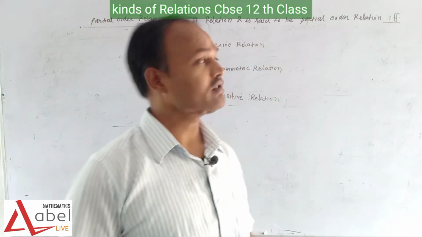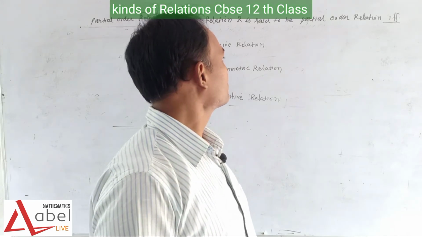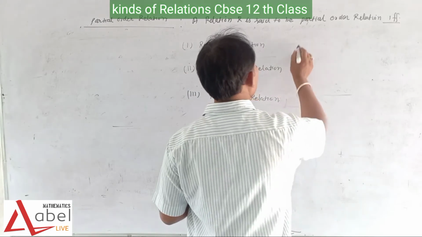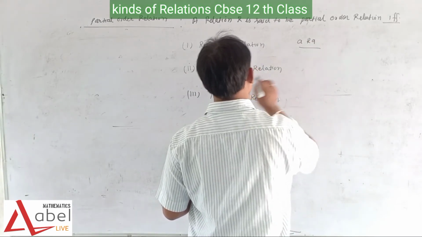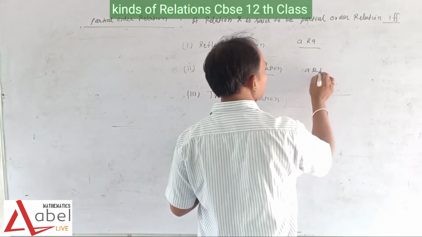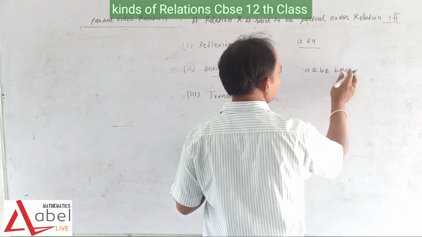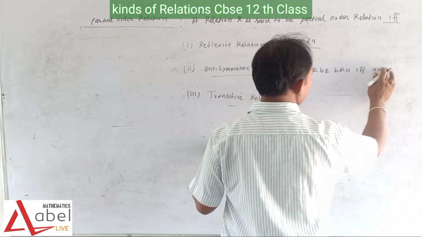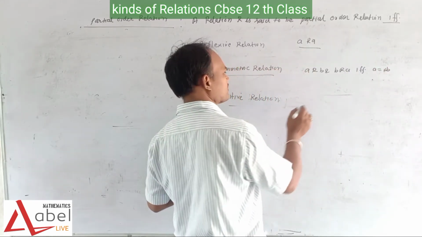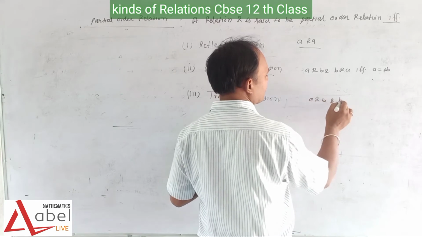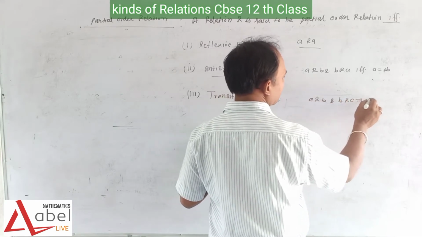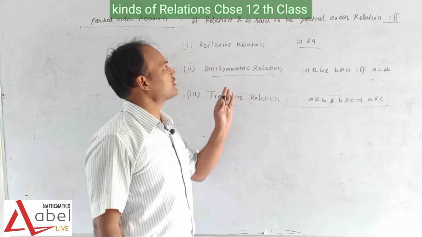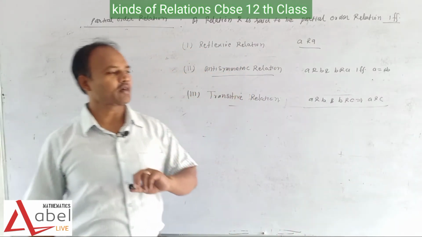A relation R is said to be partial order relation if and only if it is a reflexive relation. It means ARA. Antisymmetric means ARB and BRA if and only if A equals B. When we are talking about the transitive relation, ARB and BRC implies ARC. So we can say these 3 qualities are found in a partial order relation.